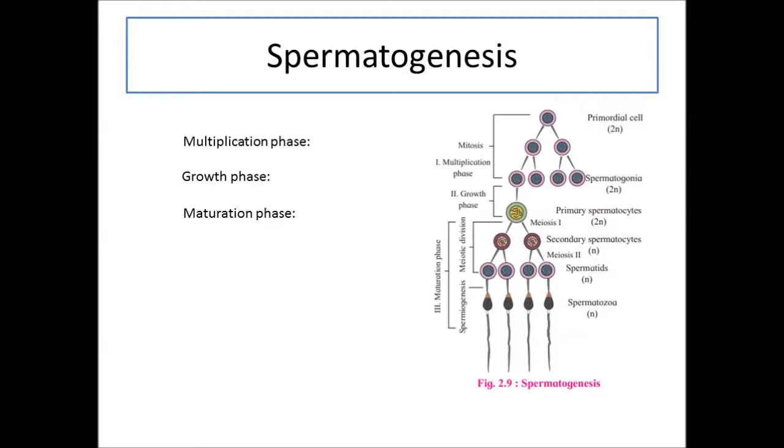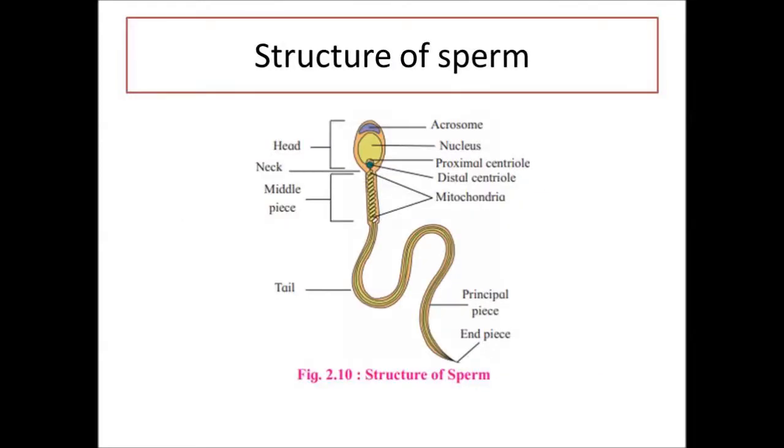Then the next point, the structure of sperm. How is the sperm exactly seen? It is microscopic, we cannot see it with our naked eyes. So, here is the diagram of the sperm. This is the male gamete and it is motile. Motile means movable. It is a microscopic, elongated cell. It is divisible into three parts: head, middle piece and tail.